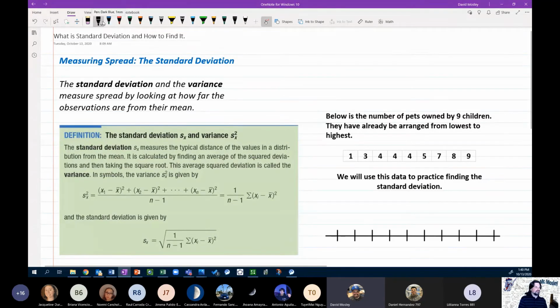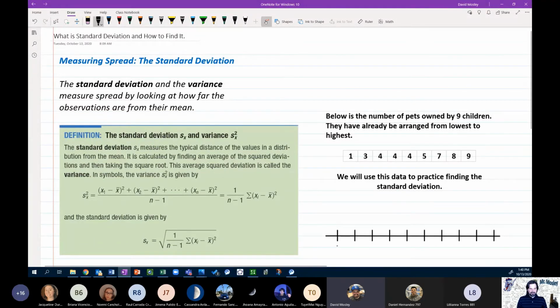So I'm going to do a couple of things first here. We have our data set. Below is the number of pets owned by 9 children. They have already been arranged from lowest to highest. Excellent. So we got 1, 3, 4, 4, 4, 5, 7, 8, 9. We're going to use this data to practice finding our standard deviation.